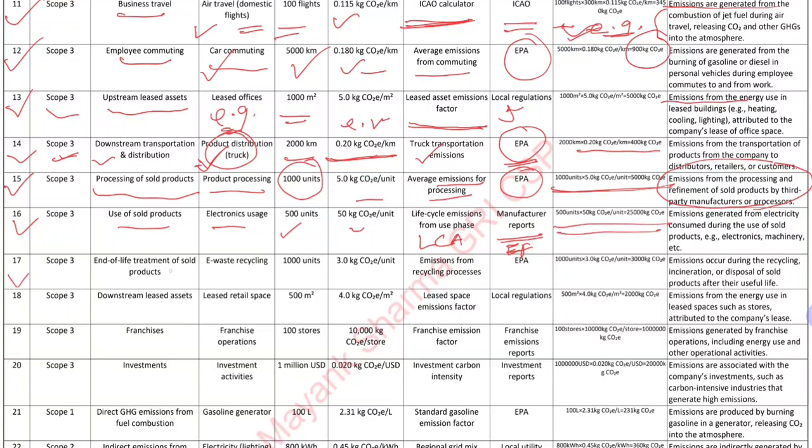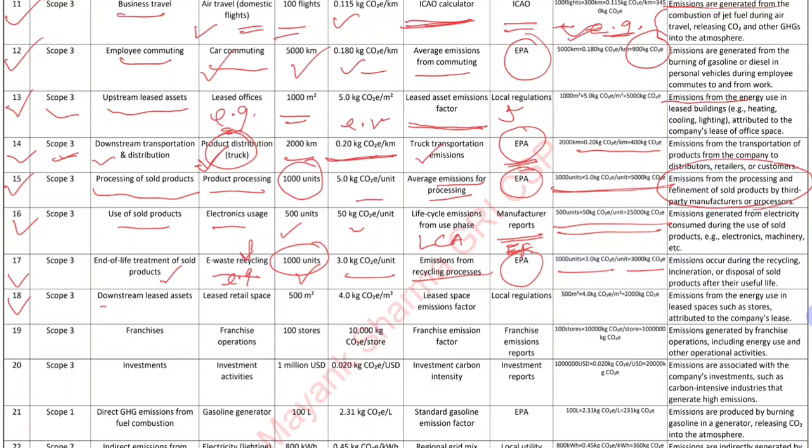Then the next Scope 3 is end-of-life treatment of the sold products, like e-waste recycling. How many units do we recycle? 1,000 units. This is the emission factor. These are emissions from the recycling process, or if we go for incineration or disposal of the sold product after its useful life, but here we take the example of recycling. The emission factor reference is EPA. Multiply 1,000 units by the emission factor and you will get the answer.